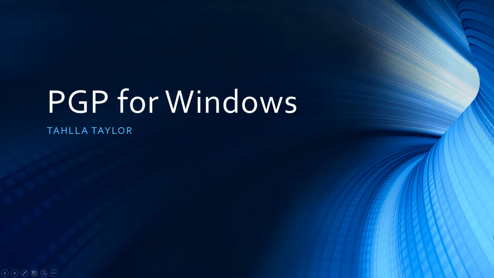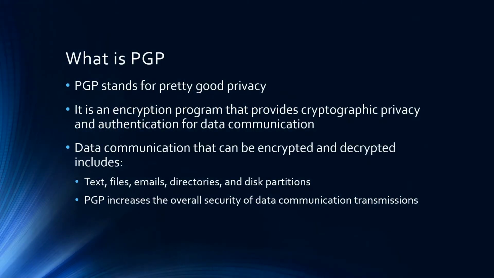Today I will be presenting how to use PGP for Windows. So PGP, or Pretty Good Privacy, is an encryption program that will provide cryptographic privacy and authentication for data communication. Types of data communication can include text, files, emails, directories, and disk partitions.